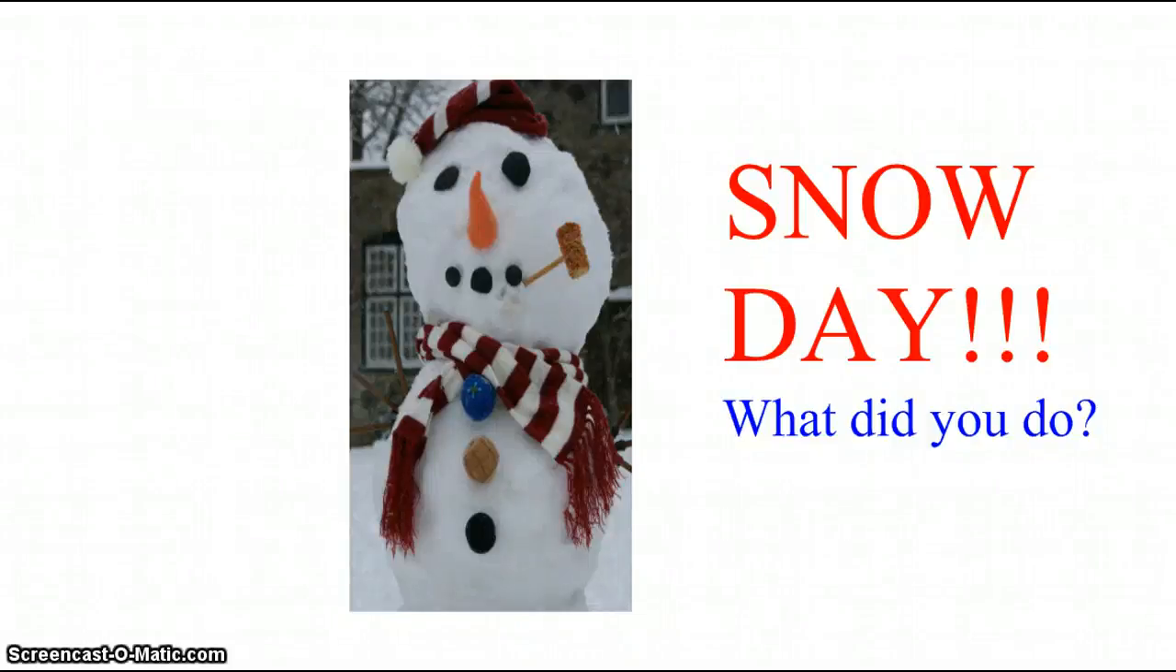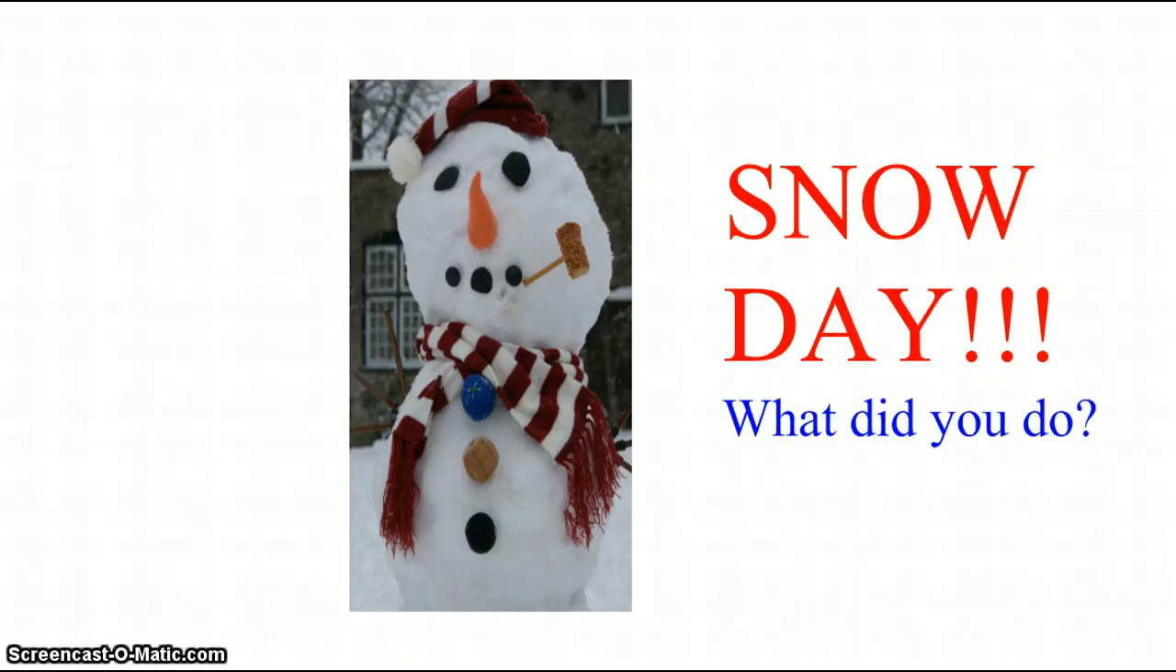Take two, snow day. A little bit of a review of theoretical yield and percent yield. Since the first one was kind of boring, I thought I'd try my best to pick it up a bit. So, I found a picture of a snowman.